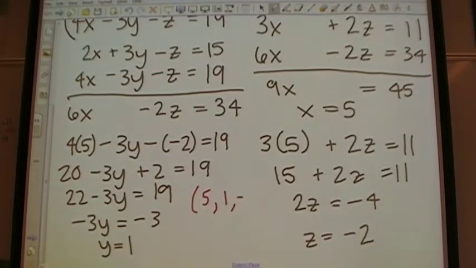All right, so 5, 1, negative 2 is the answer. So that took like 5 minutes to do one problem, so we shouldn't have like 2 problems. Okay.